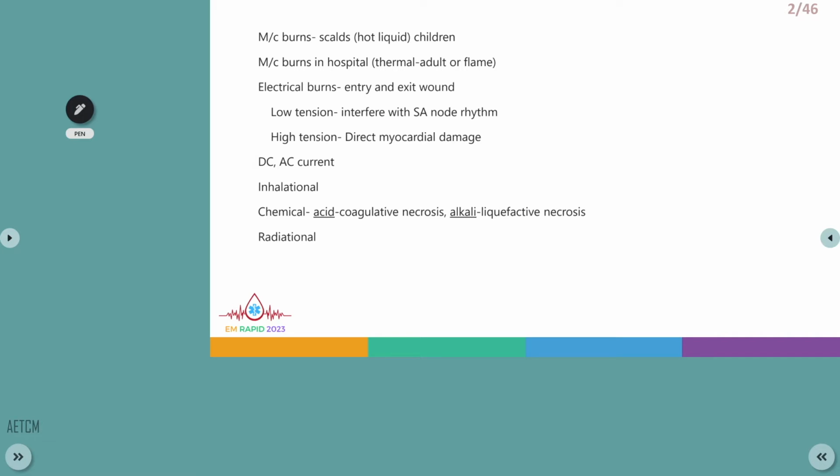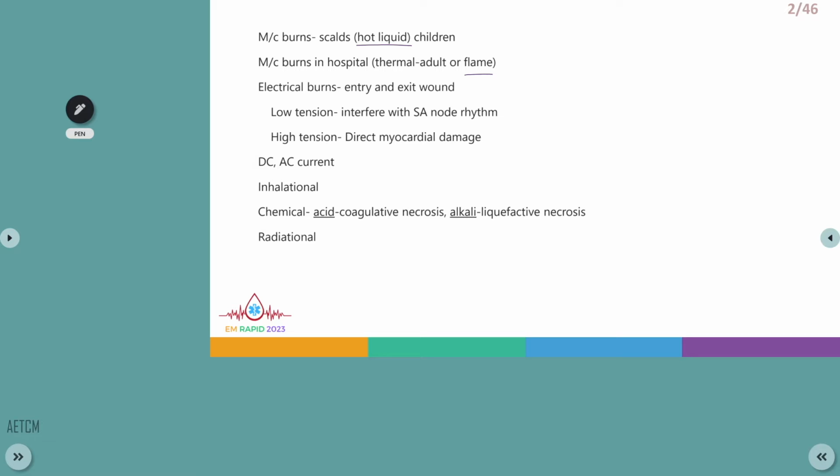The most common burns, especially in children, are scalds, secondary to exposure to hot liquid. And the most common burns which present to the hospital, especially in adults, are thermal burns, secondary to flame injury. Another type of burn is electrical burns.